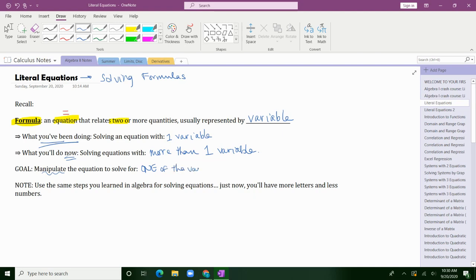So usually you will be told what variable to solve for. In this class, I'm going to tell you what variable to solve for. If you do this in a chemistry class or a physics class, depending on what you're looking for, that's going to be the variable that you solve for.